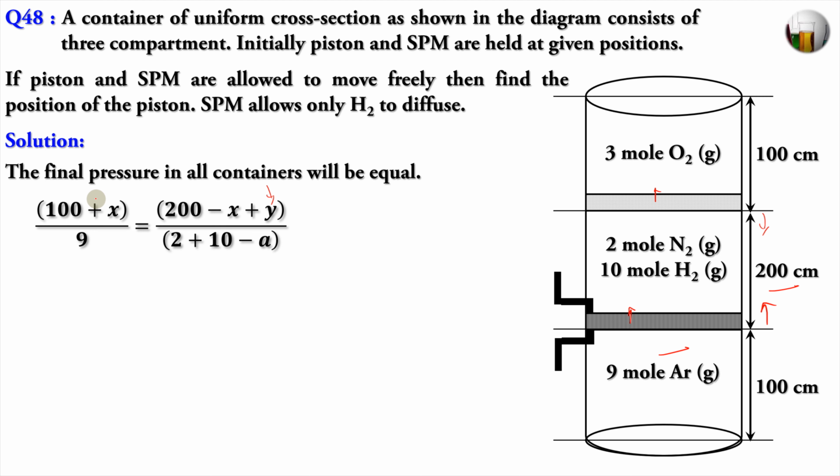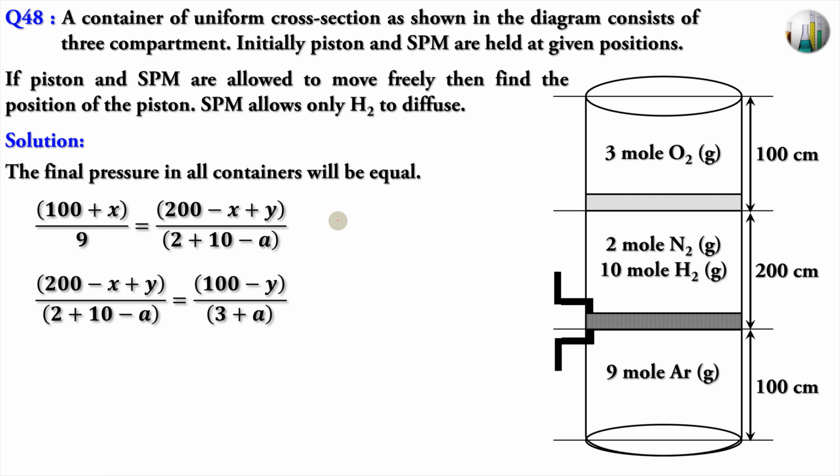Try and understand what we are trying to do here. V by N is equal to RT by P, and P is the same in all the containers, and T is also the same in all the containers. So V by N in all the containers will be the same. So V by N of the first container is equal to V by N of the second container. We already have X and Y and A. There are 3 variables, so we need 3 equations.